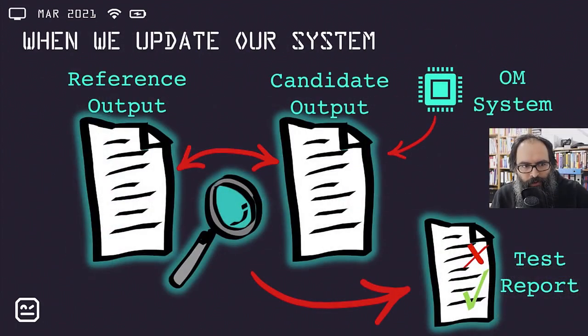So when we create a new release for our output management system, what we usually do is we compare our outputs. We generate a new output, a candidate output, and compare it to an output we generated before, our reference output. If it's equal, all good. If there are differences, it's a problem, test failed. In the past, we did it manually. At some point, we decided we want to automate that.